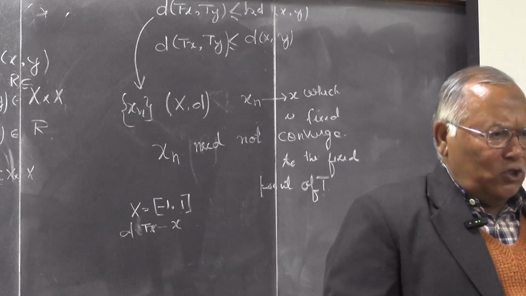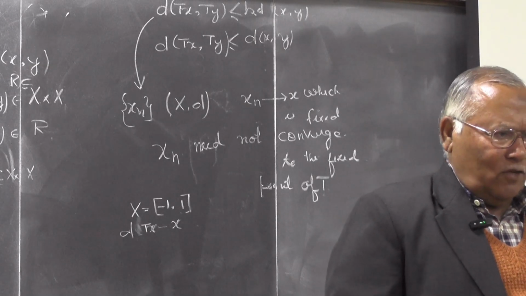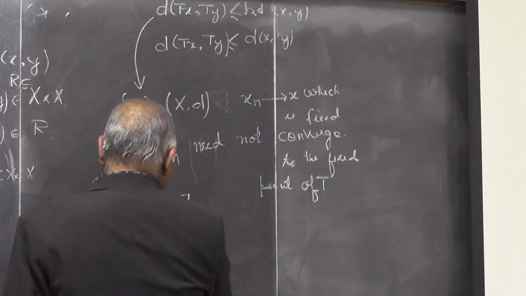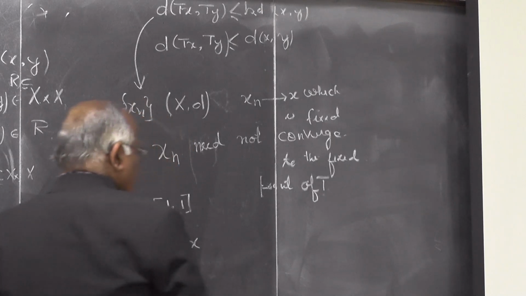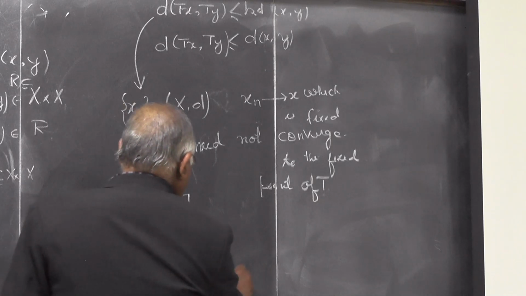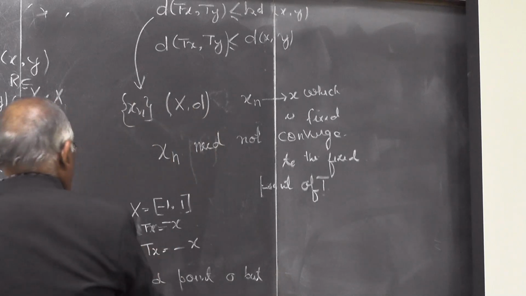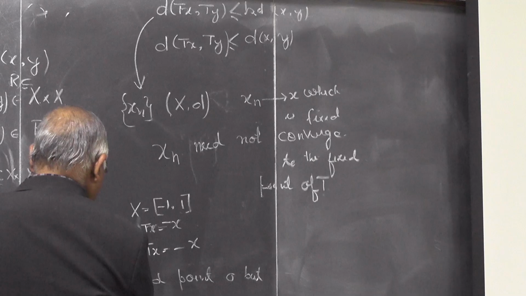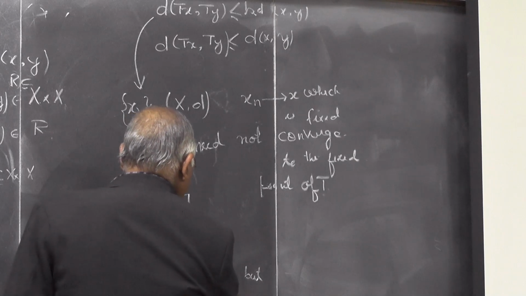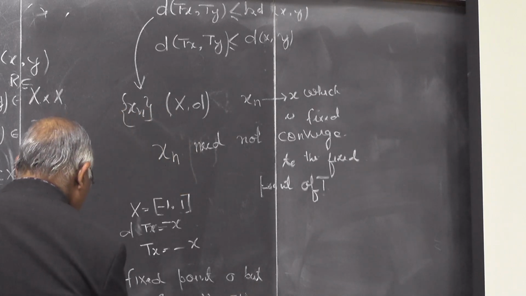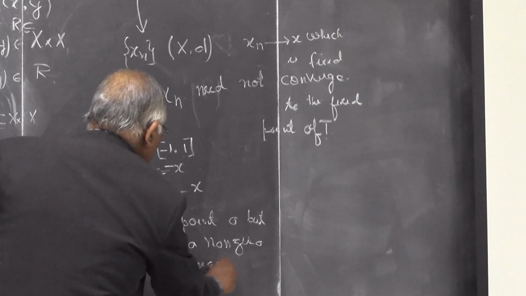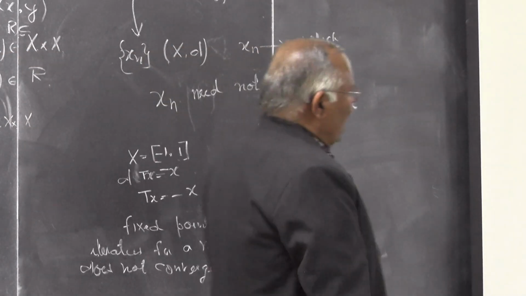Any point you take which is non-zero, the iterates need not converge to the fixed point. Just look at this map, T x is equal to minus x, and the fixed point is obviously 0. Here the fixed point is 0, but the iterates at a non-zero point do not converge to the fixed point of T in general. That is what I am trying to say over here.